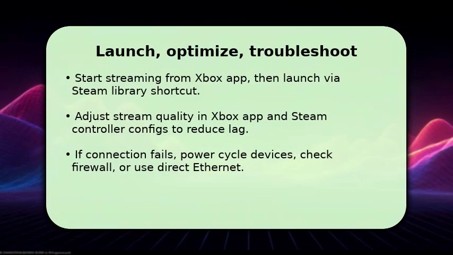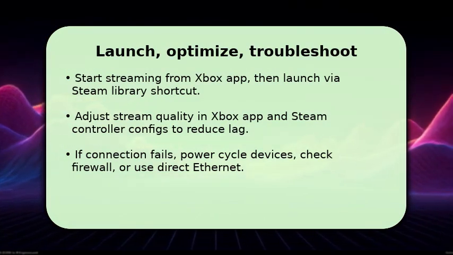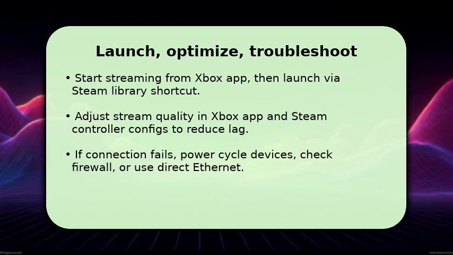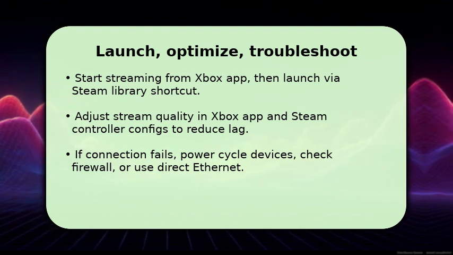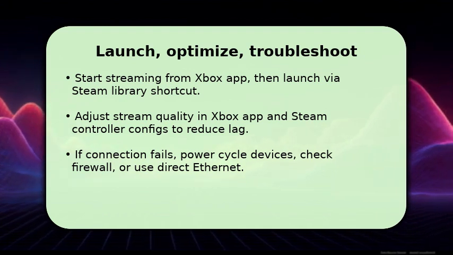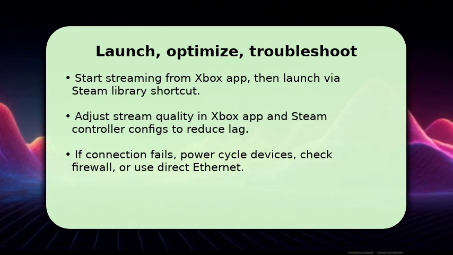Finally, launch and optimize the session and know one key troubleshooting step. Start streaming from the Xbox app, then open Steam and launch the added Xbox app shortcut to keep Steam overlay and achievements working. Tweak stream quality and controller settings to balance resolution with input responsiveness.